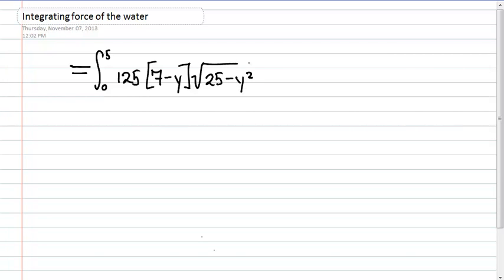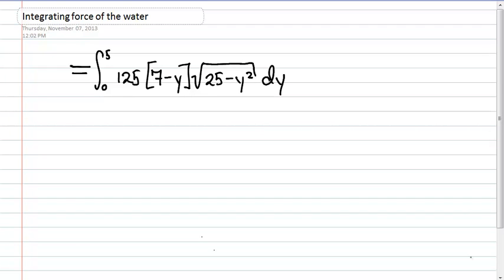The integral that you end up with is as follows. The integral from 0 to 5, 125 times (7 minus y) times the square root of 25 minus y squared dy.